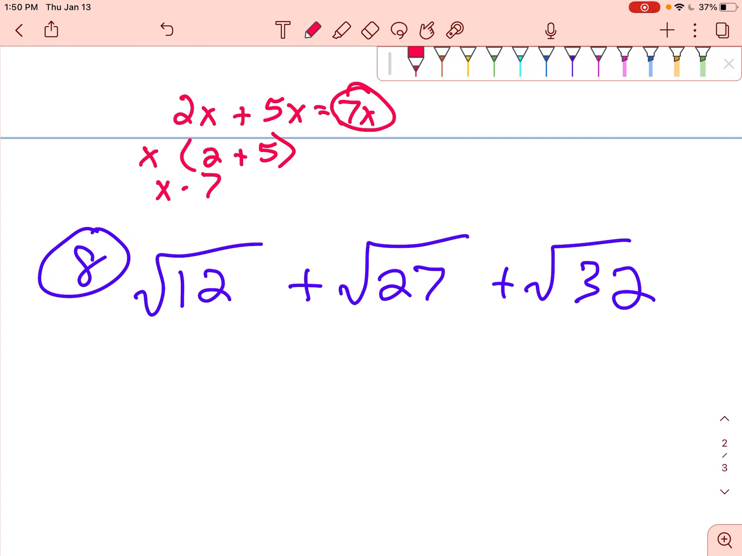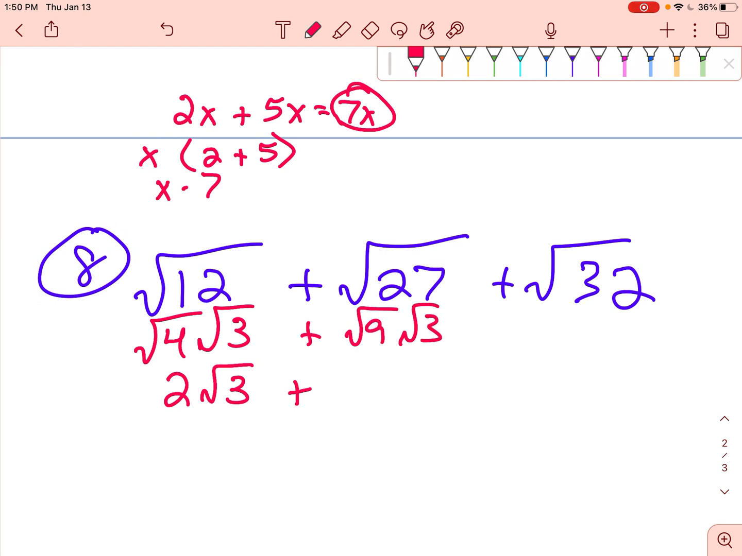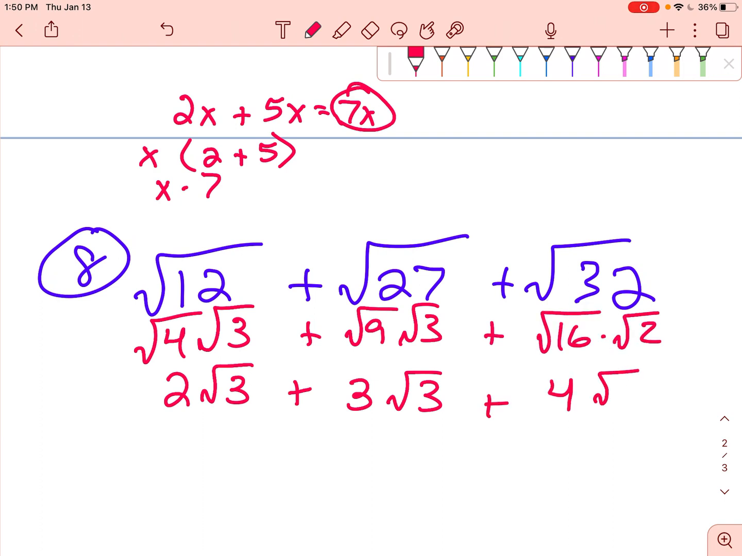So if I'm looking at these radicals, I can't factor anything out. I can, however, simplify these. So 4 root 3, which is the same thing as 2 root 3, plus 9 times 3 is 27. The square root of 9 is perfect, so it's 3 root 3. And 32 is 16 times 2, which is the same thing as 4 root 2.